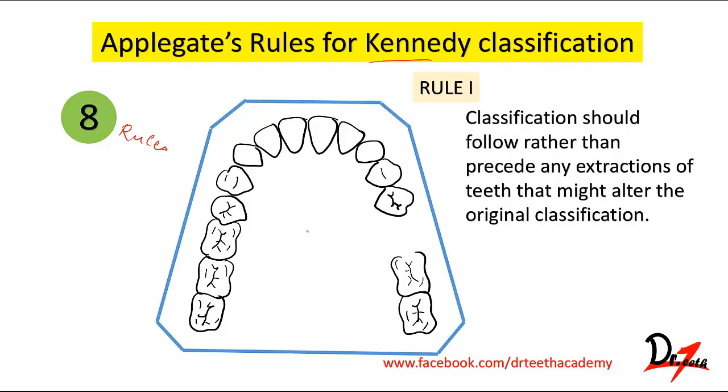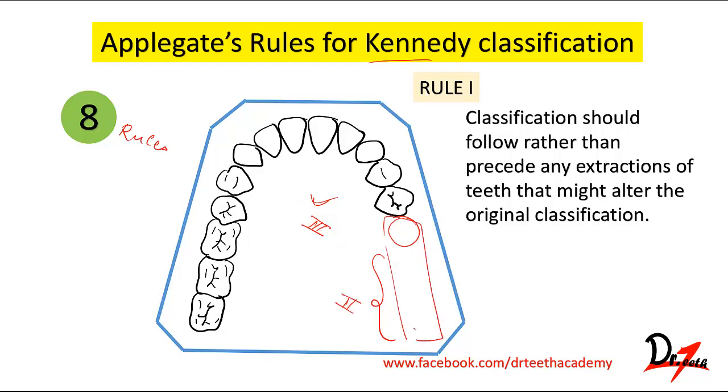For example, a patient came to you with this kind of arch. You will find only a single edentulous space here. So you will give it Kennedy class 3 because it has teeth anterior and teeth posterior to it. But after the classification, you made the treatment plan, you did everything. Then you realize that these 2 teeth had to be removed. Then what will happen? This classification, which was initially class 3, will become class 2 because it is now a single unilateral edentulous area.